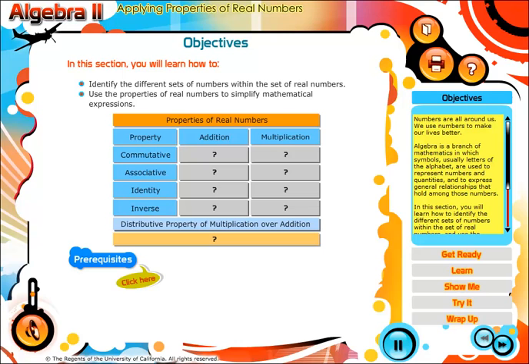Algebra is a branch of mathematics in which symbols, usually letters of the alphabet, are used to represent numbers and quantities, and to express general relationships that hold among those numbers.